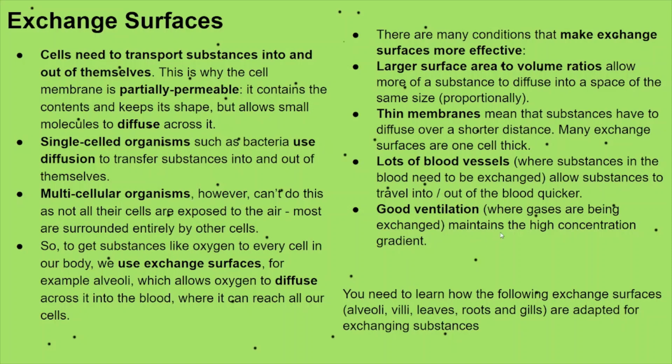So what they have in the gills is lots and lots of little plates called gill filaments. These give the gills a massive surface area, and because these gill filaments have a great blood supply, the blood removes the oxygen and supplies carbon dioxide, while the water takes away the carbon dioxide and supplies more oxygen, and this maintains the high concentration gradient, so you could call it good ventilation.